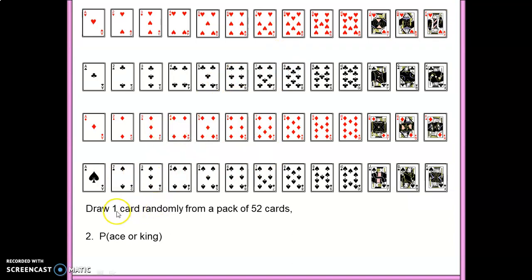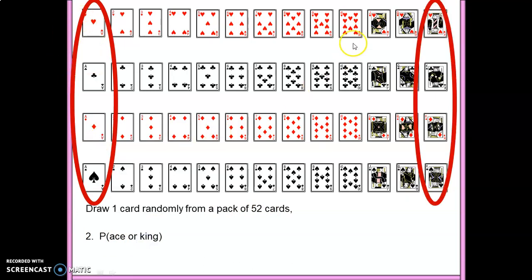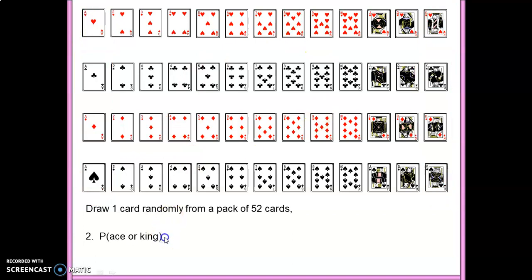Alright, so we have a situation where we're drawing 1 card randomly from a pack of 52 cards. What is the probability it is an ace or a king? So we're looking at these aces here, we're looking at these kings here, and just like in the last example, the answer might be obvious. Well, we have 8 total possibilities out of these 52 cards. But we're going to break it up as well.